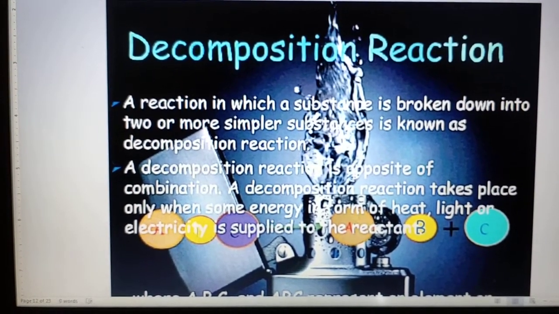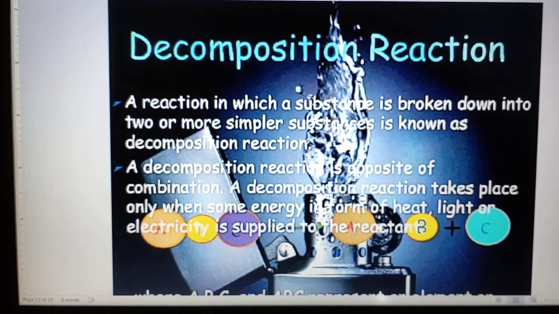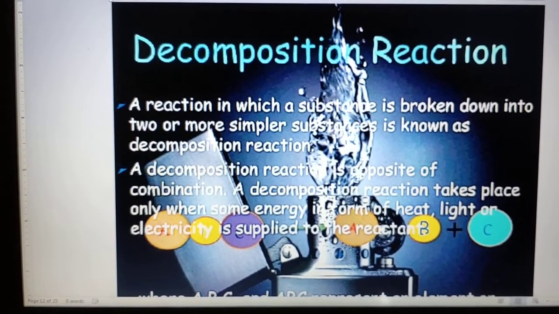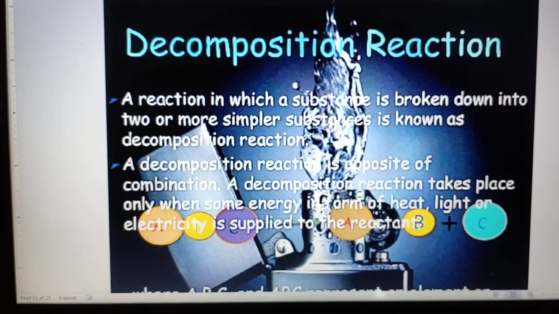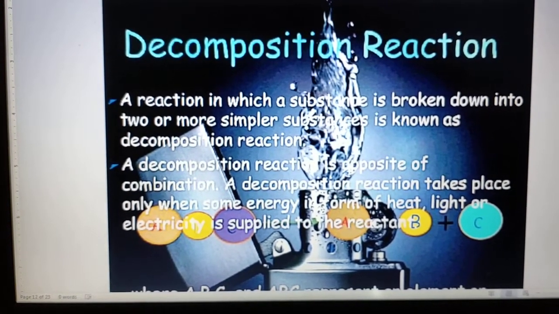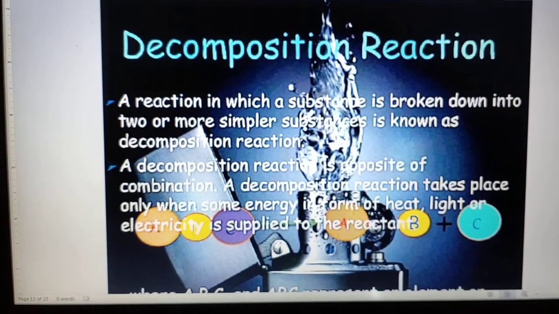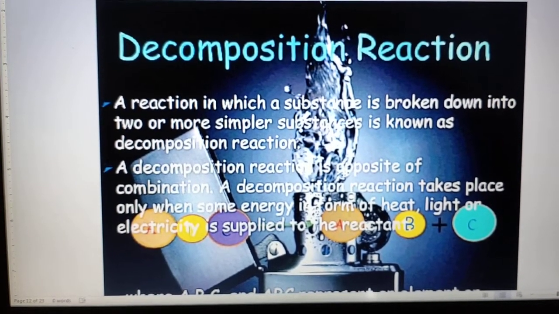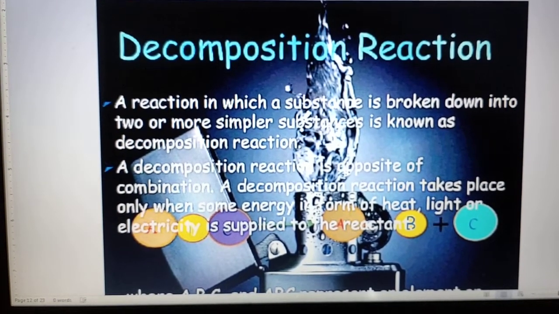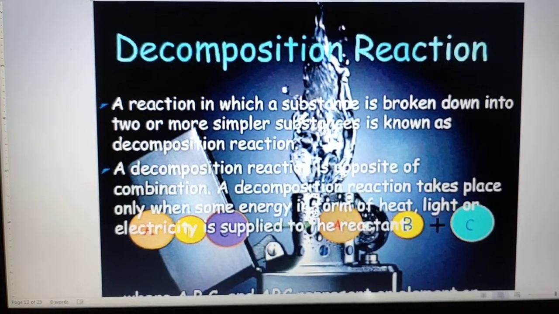In our first lecture, we studied combination reaction. Now our next topic is decomposition reaction. It is a type of reaction in which a reactant breaks up into its constituents either by heating or by passing current or in the presence of light.